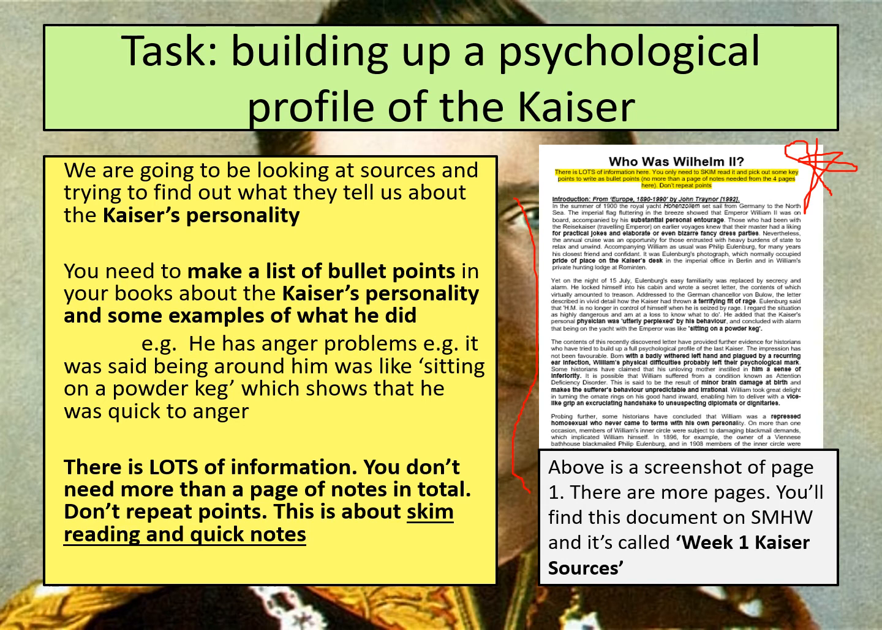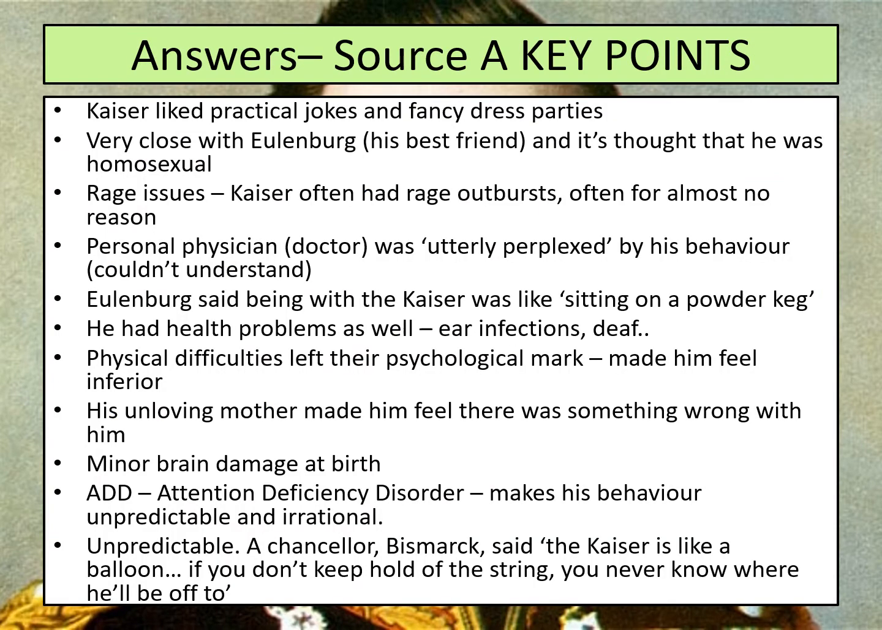So there's loads of information there. You just need to pick out certain key things about what he was like as an adult, and that's really going to help you in the final task. So here I've just put down some points of things that I would definitely have tried to pick out about the Kaiser from source A, and then on the next slide I've got sources B and onwards.